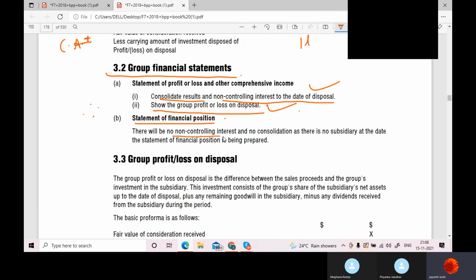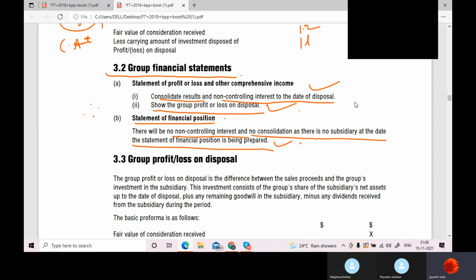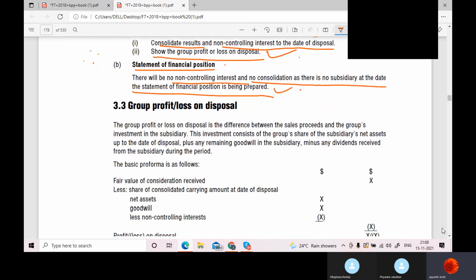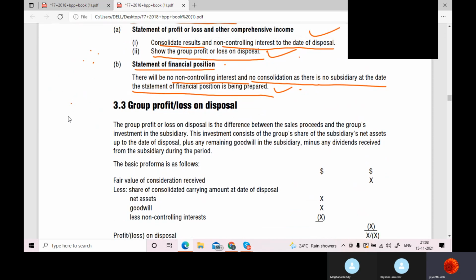Statement of financial position. There will be no NCI now and no consolidation, as there is no subsidiary at the date the statement of financial position is being prepared. If it is a mid-year disposal, or an end of the year disposal, from next year onwards you will not see the subsidiary in the books. Okay. Now, the way to calculate the group's profit or loss on disposal, please focus here.